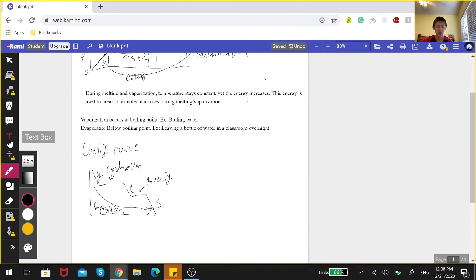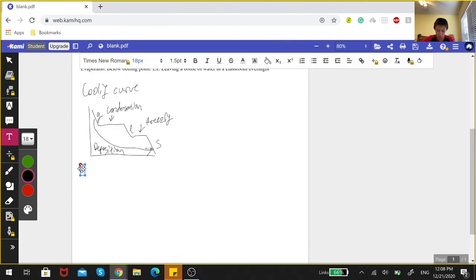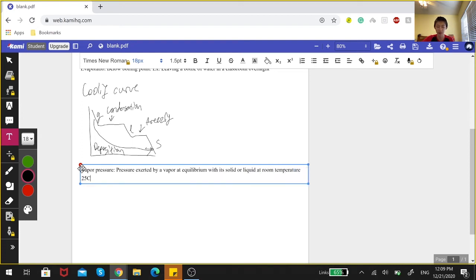Now let's look at some more vocabulary. We have vapor pressure. Vapor pressure is the pressure exerted by a vapor at equilibrium with its solid or liquid at room temperature, which is 25 degrees C. That's something good to know. Basically all you need to know right now is that this means pressure. If your problem asks you for vapor pressure, just look for the pressure, and that is the vapor pressure.